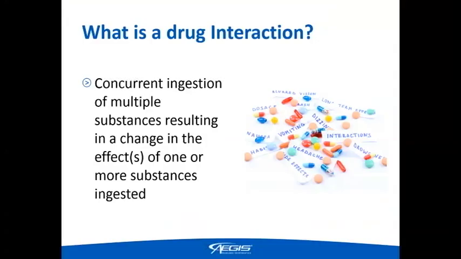Pharmacodynamic interactions can occur when two ingested substances have additive or antagonistic effects on one another. A classic example of this type of interaction is the additive CNS or central nervous system depressant effects that can occur secondary to co-ingestion of opioids and benzodiazepines.